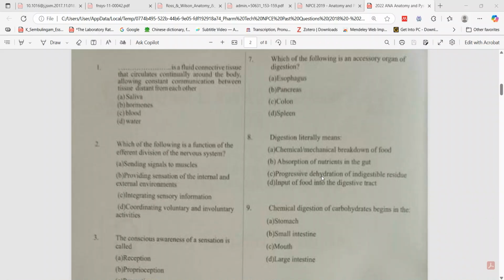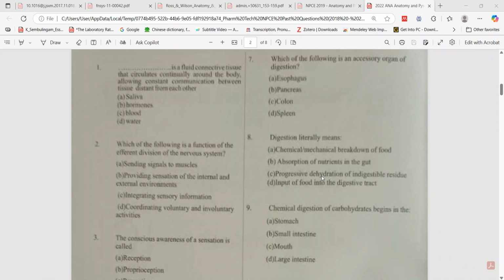Question 8. Digestion literally means chemical or mechanical breakdown of food, absorption of nutrients in the gut, progressive dehydration of indigestible residue, input of food into the digestive tract. Answer A, correct.